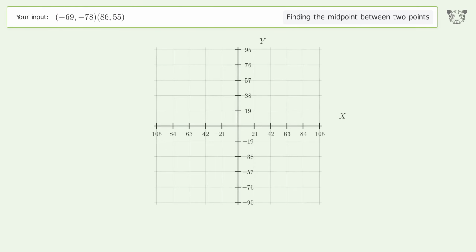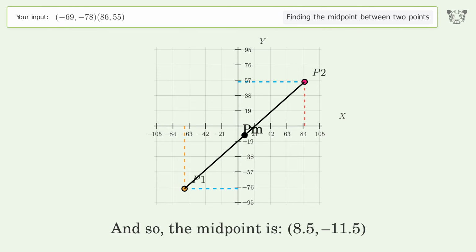And so, the midpoint is 8.5, negative 11.5.